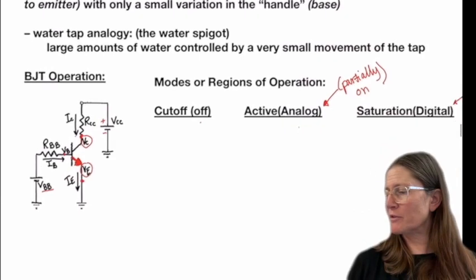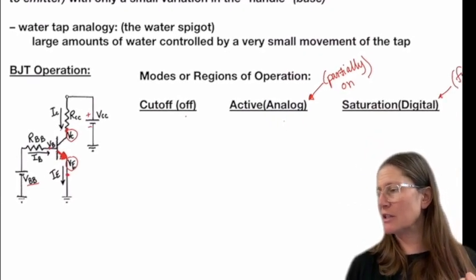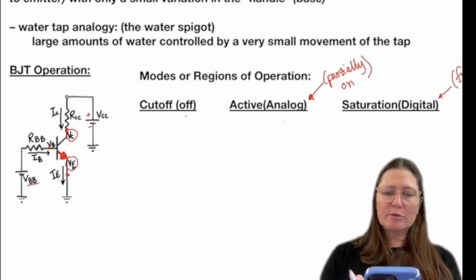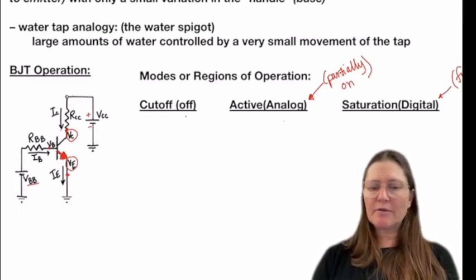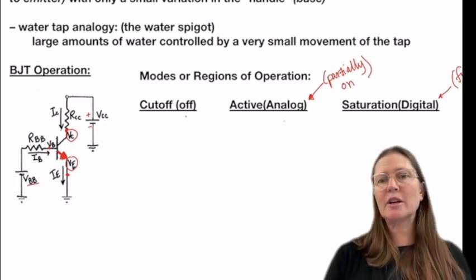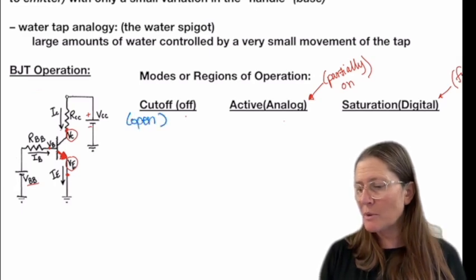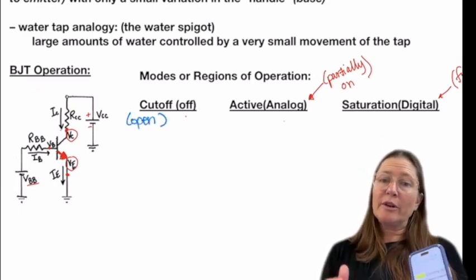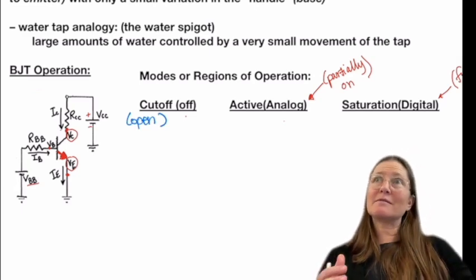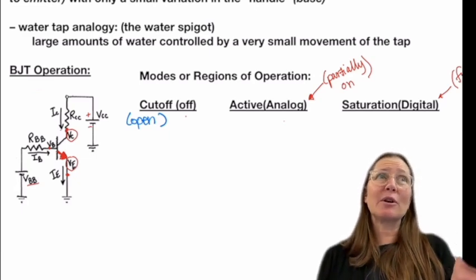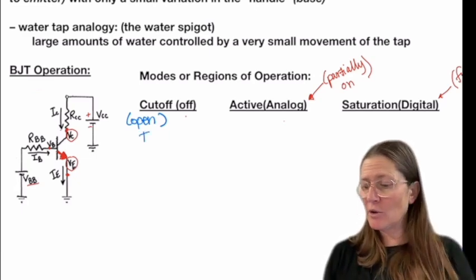All right, so we're moving on to the regions of operation. As I said, there's 3 regions of operation. The first one is cutoff, where it's open. So this is going to be where it's pretty much open, it's off. When it's open or off, your I is going to be 0 flowing through it. So you have no current flow.